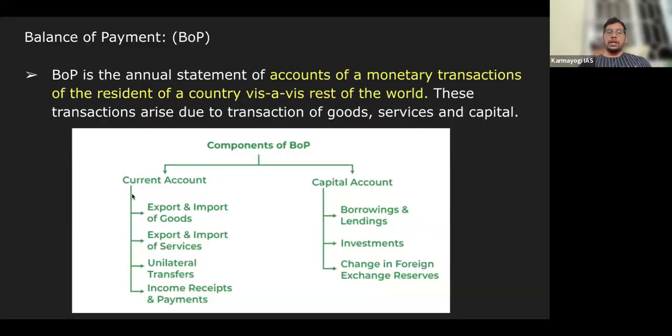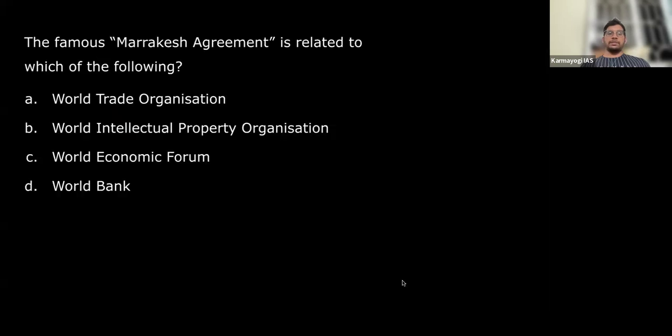So you can see here in the current account, we have income receipts and payments, that is remittances. Unilateral transfers are the remittances, income receipts and payments made by others to us, and then exports and imports of services, exports and imports of goods. So these are all current account. Capital account: borrowing and lending, investments, that is FDIs, FPIs, change in foreign exchange reserves. All these things are part of the balance of payments.